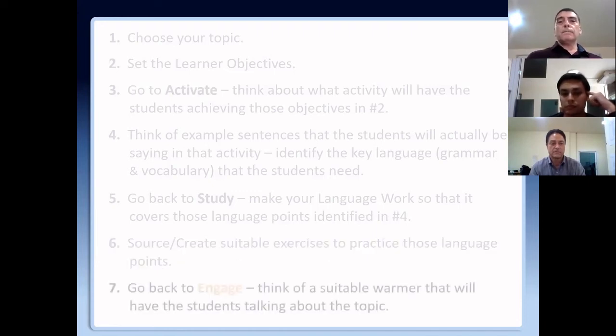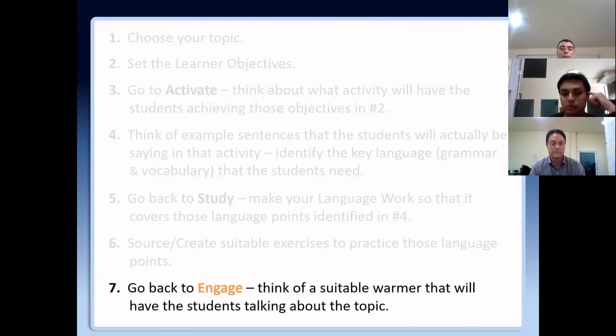And then finally, you will move back to the engage. Think of a suitable warmer activity that will have the students talking about the topic in a general sense. I know that the book says that the engage does not have to be on the topic of the lesson. Technically, that's true. It doesn't have to be, but it's highly advisable if it is, for two reasons. One is that it gets the students thinking about the topic, thinking about what's coming, and it allows you, as the teacher, to see what the students already do and don't know about that topic. And of course, it makes your transition from that into the study stage that much smoother. So it's highly advisable to have your engage on topic. So think of a suitable warmer about the topic. Any questions about that? No, it's pretty clear.